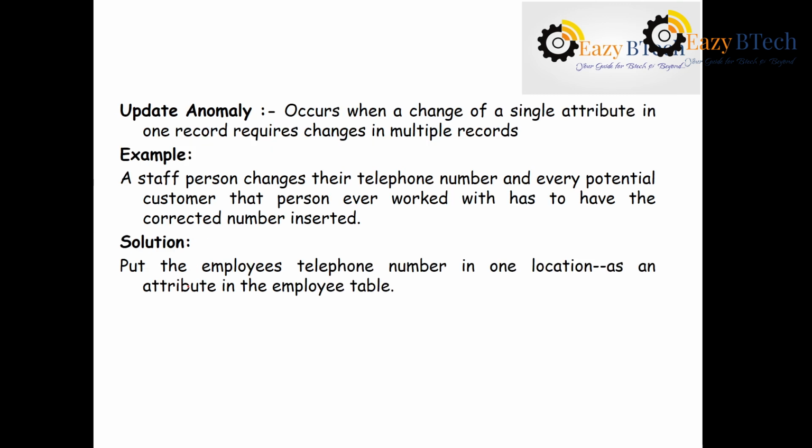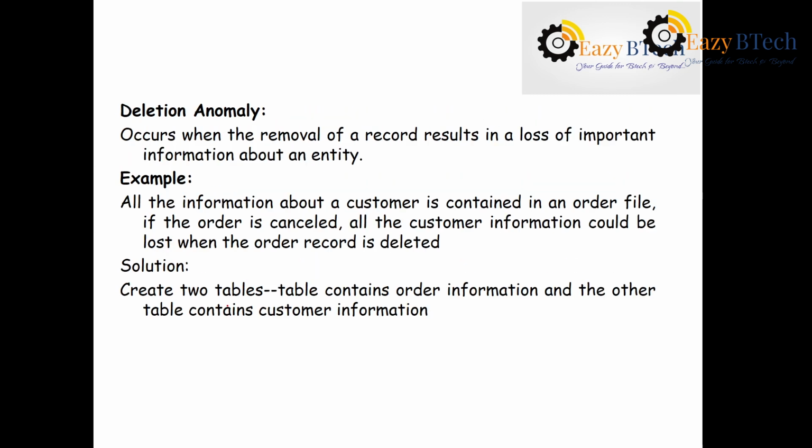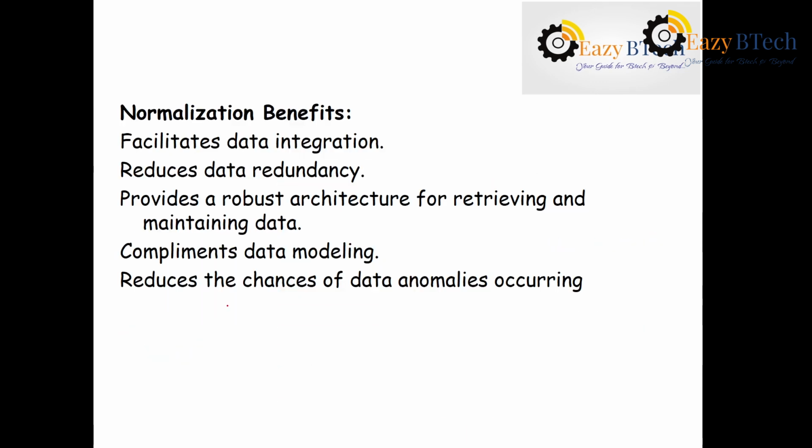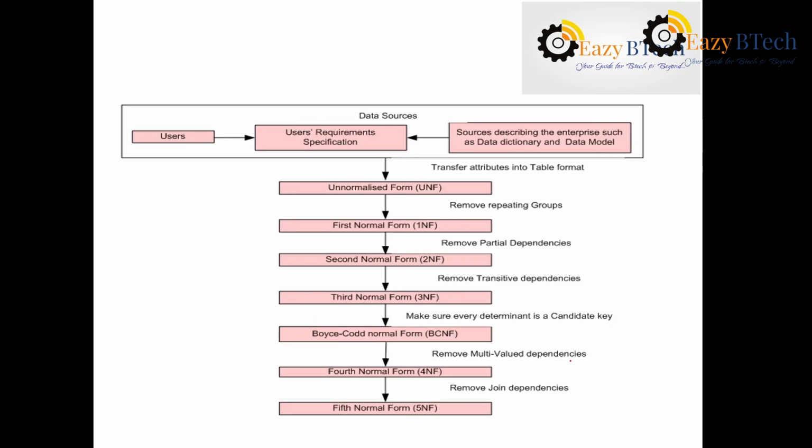These are the features of normalization, which we already discussed. What are the benefits of normalization? It facilitates data integration, reduces data redundancy, provides a robust architecture for retrieving and maintaining data, complements the data model, and reduces the chance of data anomalies occurring. What are the types of anomalies? Insertion, update and delete.